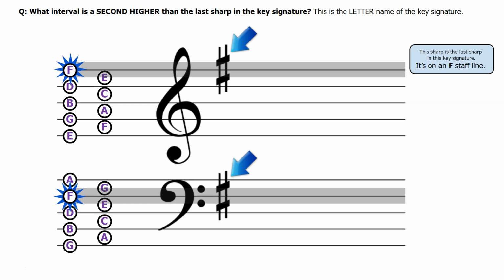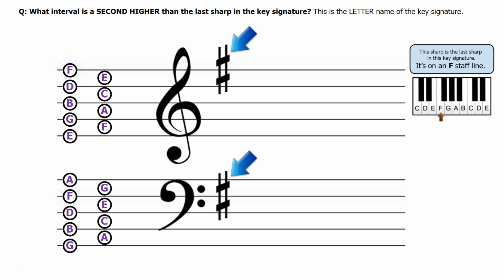To help us find a second higher than this, let's find this letter name on the piano keyboard. And how about we use the F? Right there it is, I see it. Now the distance between two different pitches in music is called an interval. To find the interval of a second higher, we count the music alphabet letter names in their correct order, or to the right on the piano.